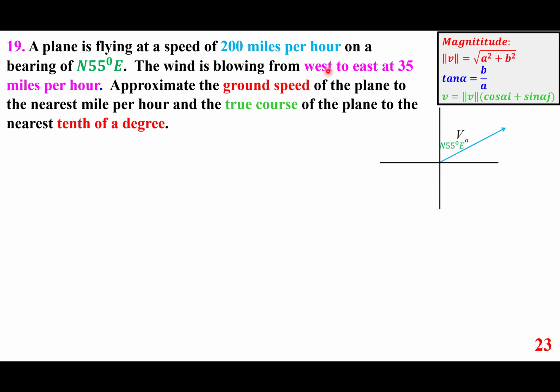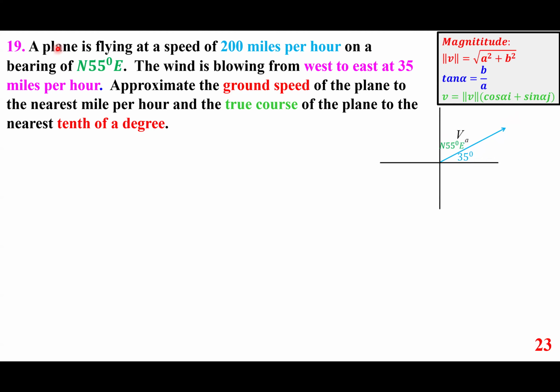The wind is blowing from west to east in this direction at 35 miles per hour. Approximate the ground speed of the plane to the nearest mile per hour and the true course of the plane to the nearest tenth of a degree. So if that is the case, and this is 55 degrees, remember, in this format, the alpha represents the angle between the vector and the positive side of the x-axis, or the i vector. So this angle is 90 minus 55. So it's 35 degrees.